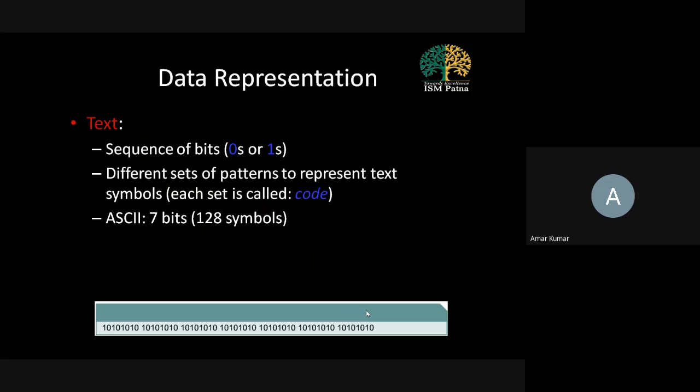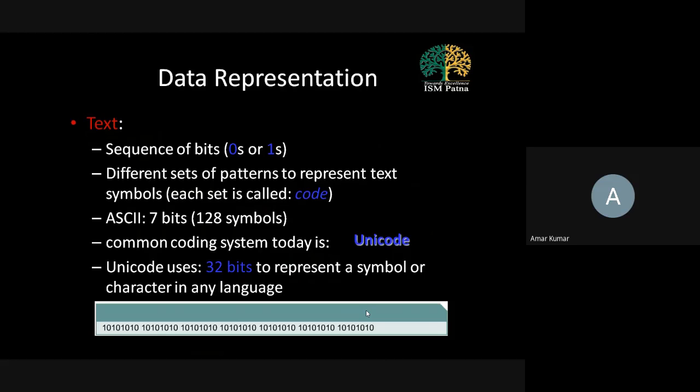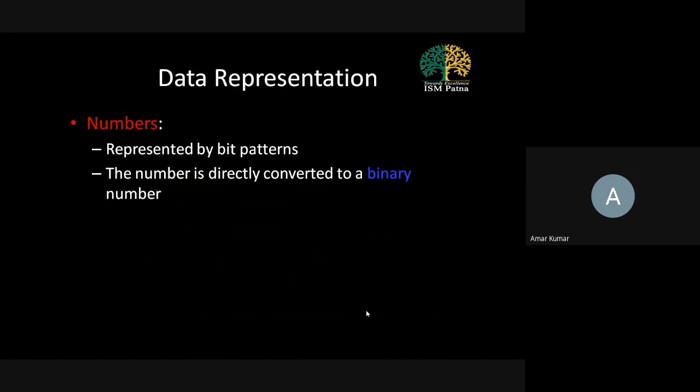There is the ASCII code, which has 7 bits and 128 symbols. Common coding system today is Unicode. Unicode consists of 32 bits to represent a symbol or a character in any language. Numbers are represented by bit patterns.